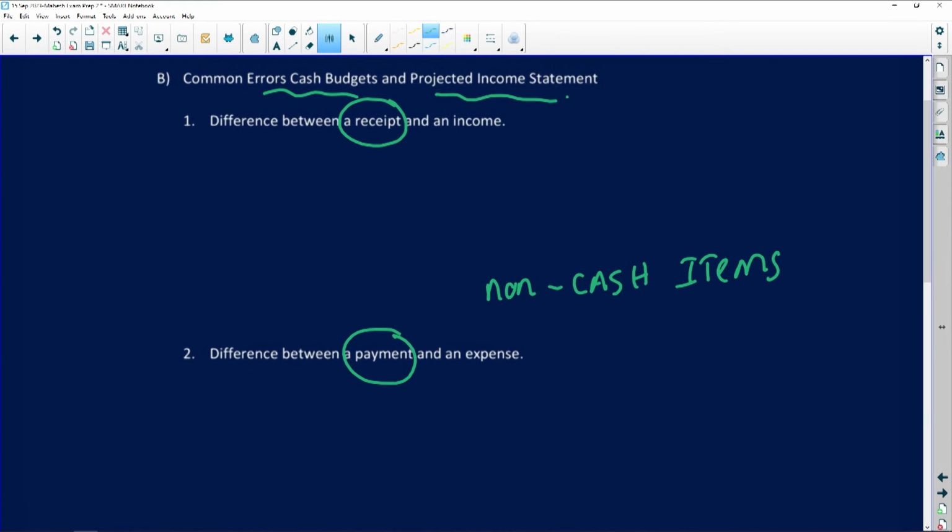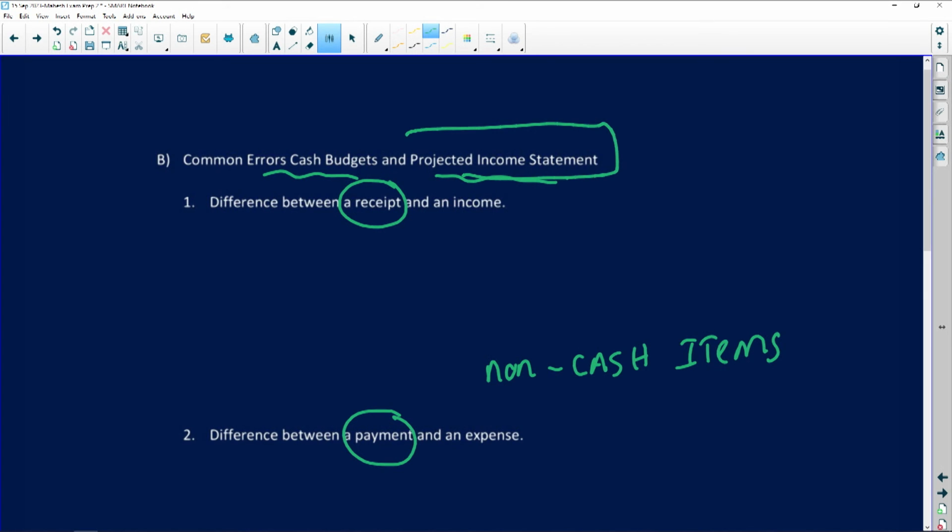Receipts from debtors: I'm expecting to receive this money from my debtors. Cash sales. The owner is going to be investing more capital, or more shares are going to be sold, or whatever the case may be. Similarly with payments: cash purchases of stock, payments to creditors, and so on. Non-cash items do not belong in the cash budget. When I talk about non-cash items, I'm referring to things like depreciation, loss of stock, and bad debts. That does not belong in your cash budget.